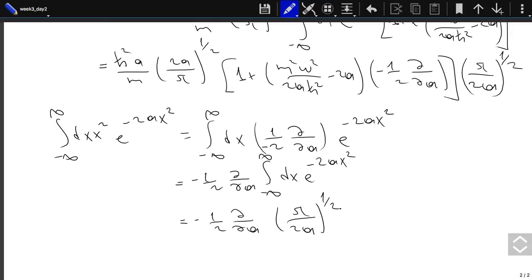Now this is one of the common tricks that you use to evaluate such integrals. If it was, let's say, x to the 4, then you would be taking the derivative twice. X to the 2n, you would be taking the derivative n times. X to the 2n plus 1, it gives 0 anyway.